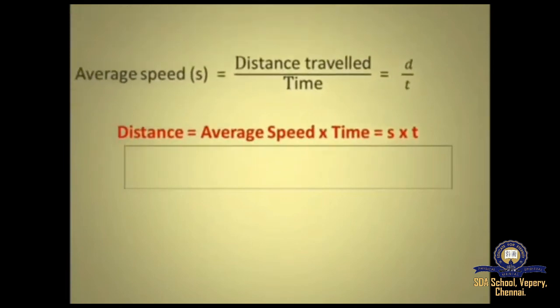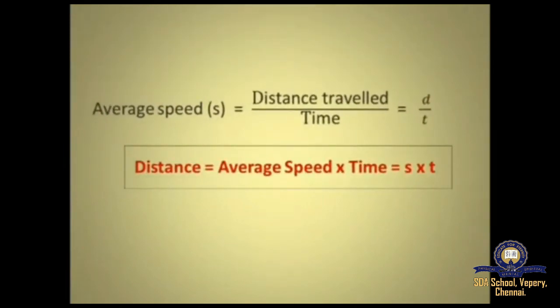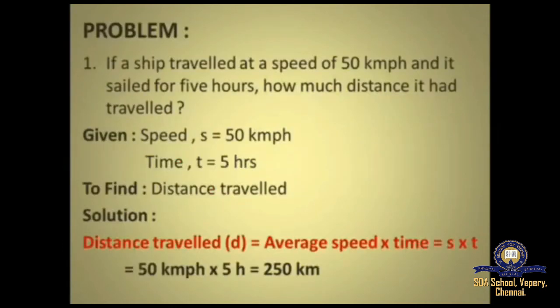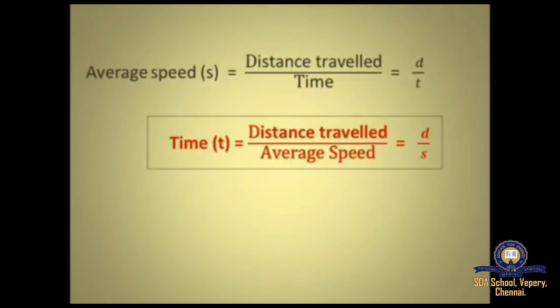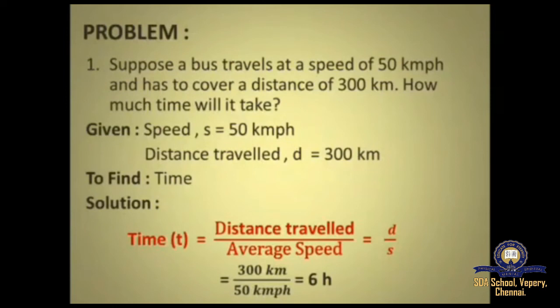Next we moved on to another formula, that is distance is equal to average speed into time, and the average speed is represented as s and time is represented as t. And then we saw a problem related to how to find the distance. Next we moved on to another formula. Time is equal to distance traveled by average speed, that is the distance traveled is represented as d and average speed is represented as s. And we saw a problem related to how to find time.